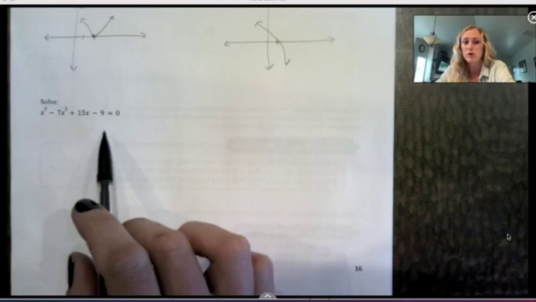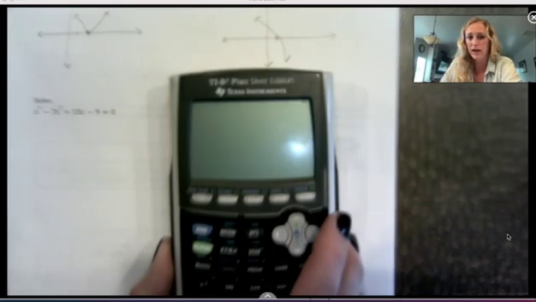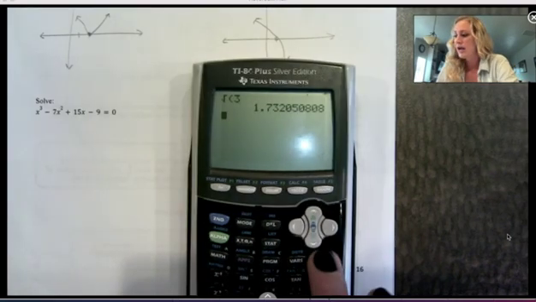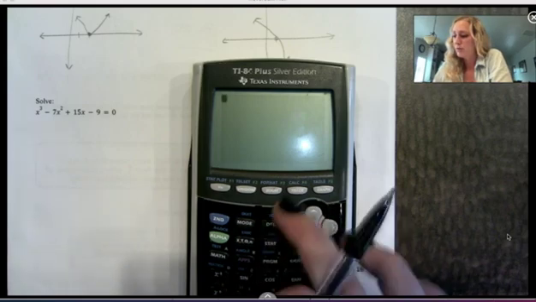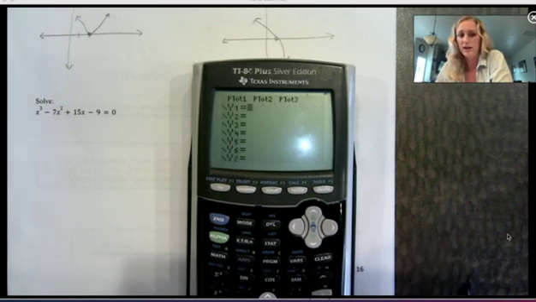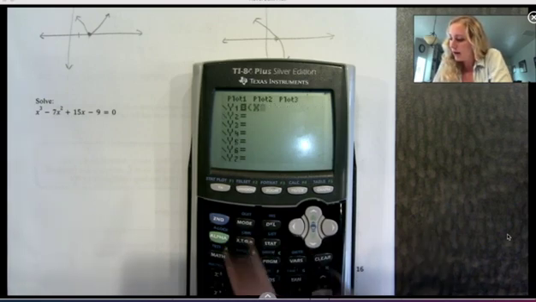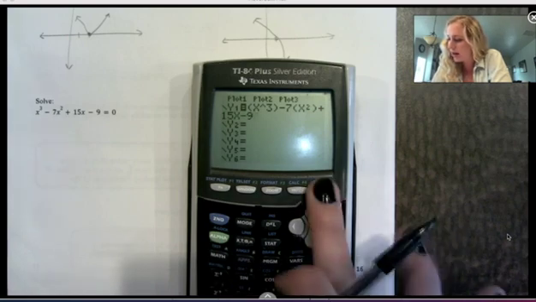Okay, so we are going to do what we started working on in the last section. We are going to graph this using either a graphing calculator or Desmos. I'm going to do one on the graphing calculator and then do the other ones on Desmos. So, reminder, to enter an equation, you go to y equals. We can clear any others that are in there. I'm going to graph x cubed minus 7x squared plus 15x minus 9. And then I'm going to hit graph.